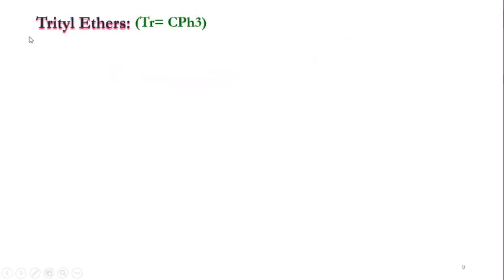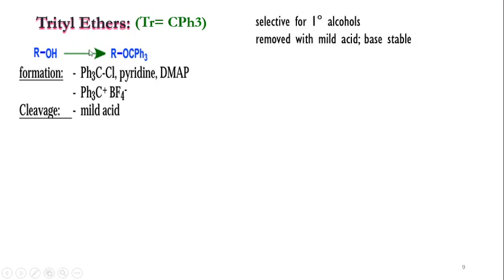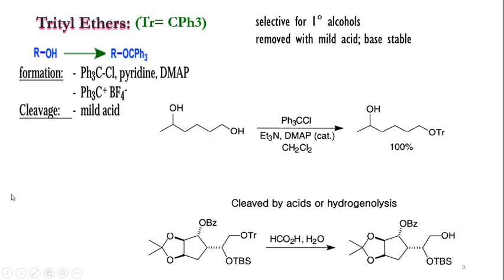Then the next one is trityl ether. The structure of trityl ether is triphenyl methyl and formation can be done with trityl chloride. The trityl ethers are selectively used for the primary alcohols because the primary alcohol has less steric hindrance. Therefore, it can be easily reacted with this trityl chloride and we got this trityl ether, and it can be deprotected by means of mild acids.